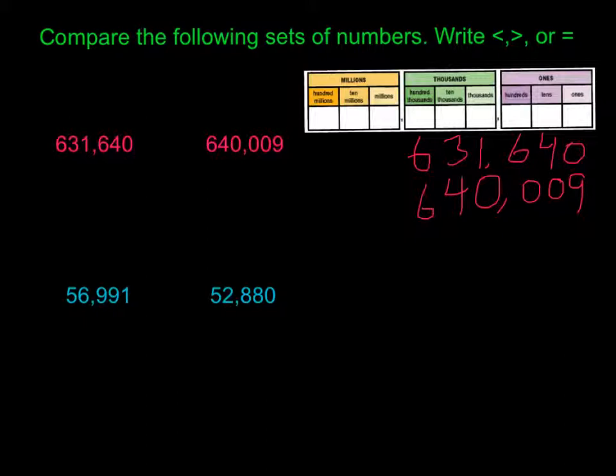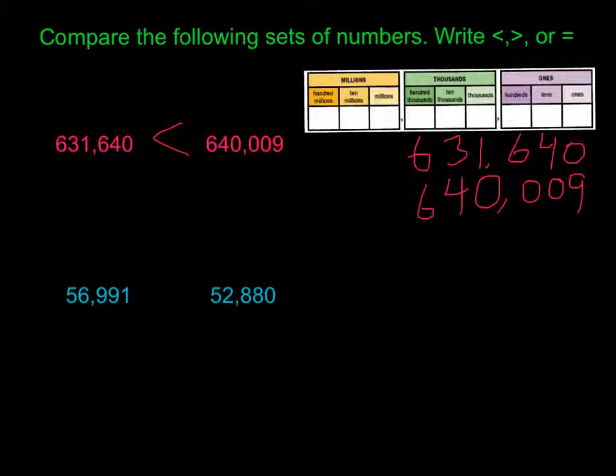So coming back over here, we're then going to write our answer as less than. Because 631,640 is less than 640,009.